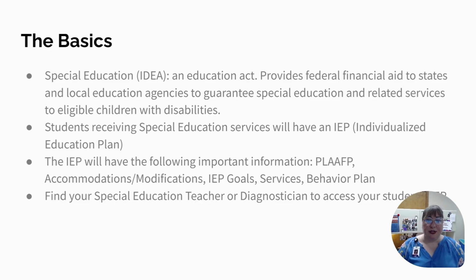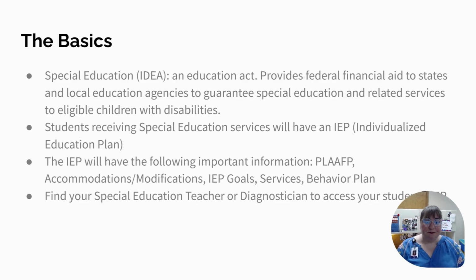That IEP is going to have a lot of really important information for you. It'll have their PLAAFP, which is their present levels of academic achievement and functional performance. That should tell you what the student can and cannot do. So it'll give you areas of strengths and areas of weaknesses. You'll also be able to find a list of accommodations and modifications that the student will need. It will list their IEP goals, so the goals that they are working on that year to show mastery towards. Sometimes these are goals that you can be working on in your classroom, in the general ed classroom, as well as other areas.